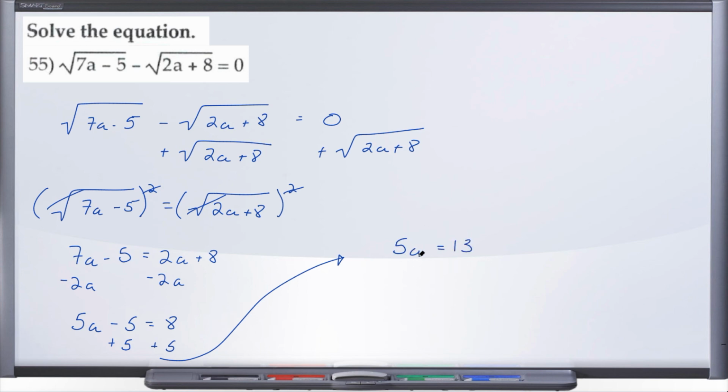And lastly, we'll go ahead and divide by 5 on both sides. And so we're left with a equals 13 over 5. And there's our answer for number 55.